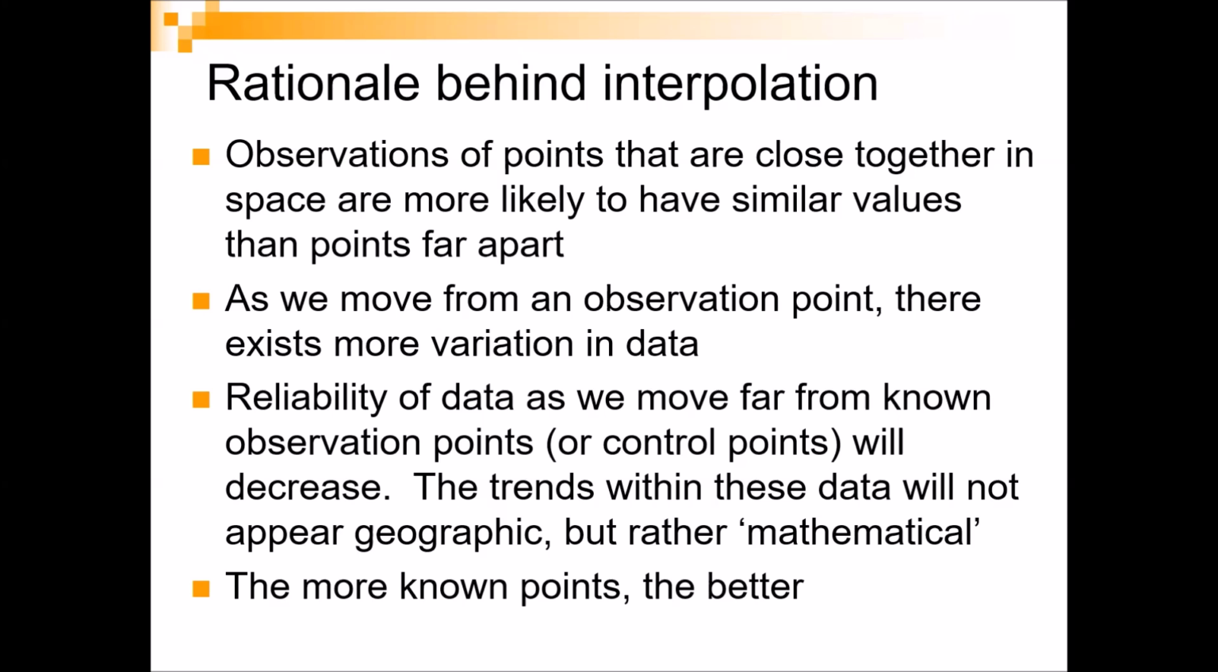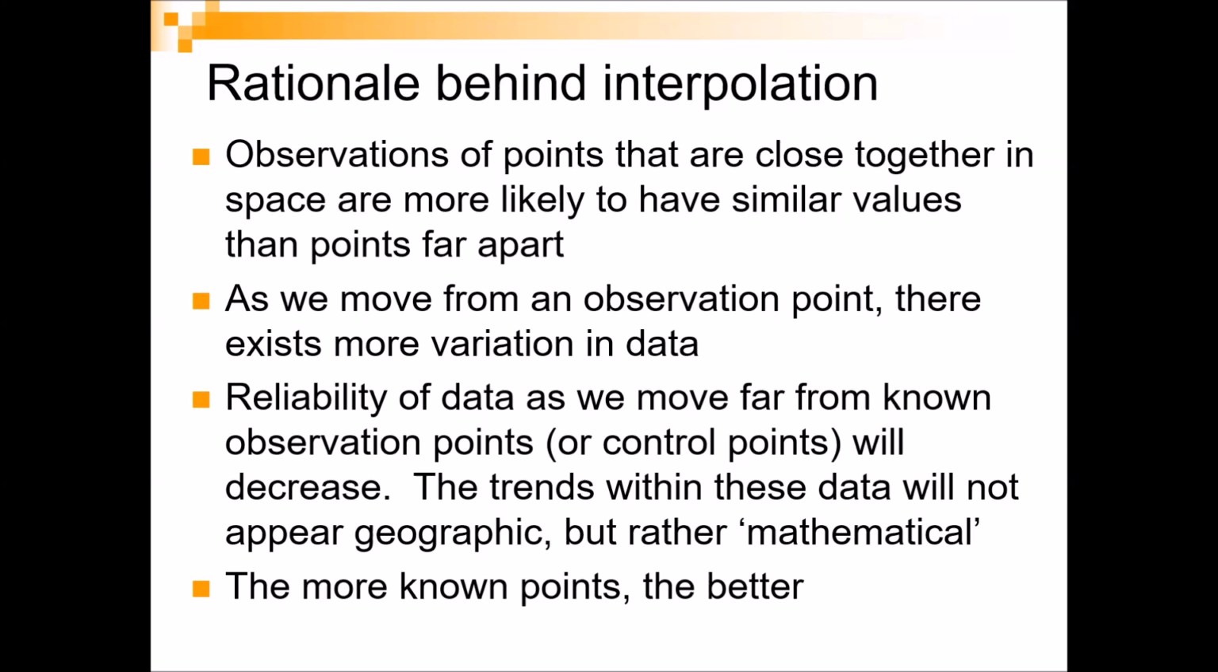So some of the rationale, and when I'm done here we'll take our break, but some of the rationale behind interpolation is that observations of points that are close together in space are more likely to have similar values. And as we move further from the observation point, there exists more variation in data. And so, like Caitlin alluded to, she had a good idea of predicting what the temperature was going to be in Asheville based on all the values nearby.